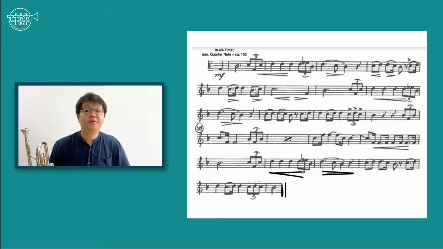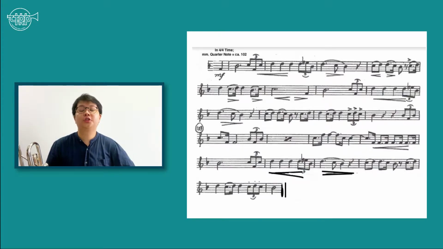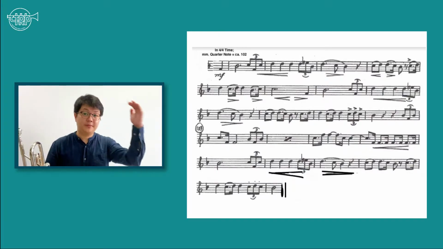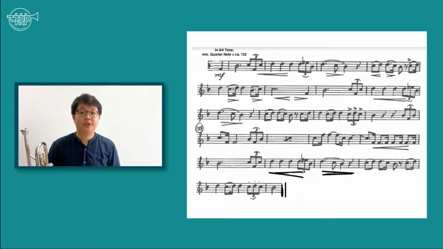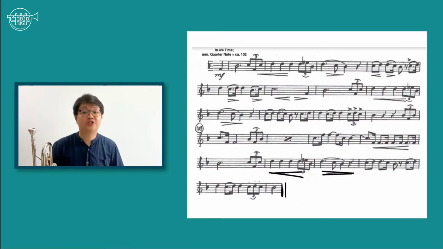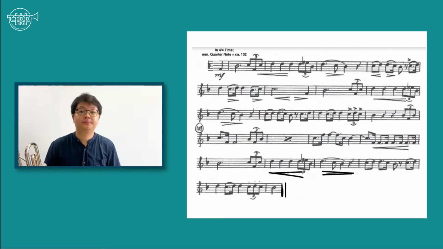Hi, let's talk about the phrase structure of Aida. This excerpt starts out as a 6-bar phrase, containing two smaller 3-bar phrases combined to form the 6-bar phrase from the beginning to figure 103. Figure 103 contains a 4-bar phrase and then back to a 6-bar phrase. Do remember this phrase structure in order to shape the music well.